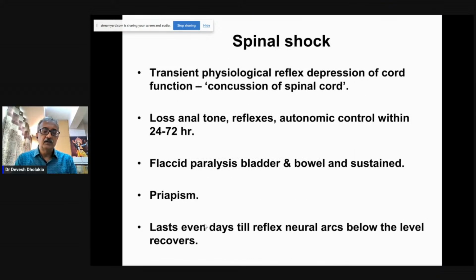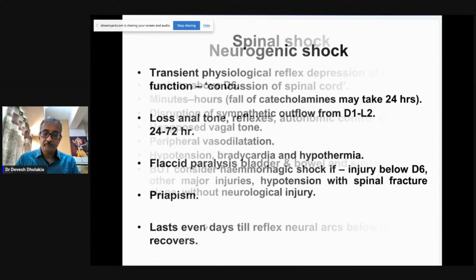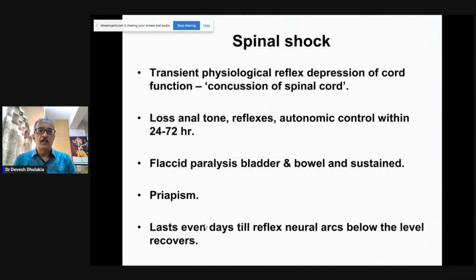Spinal shock occurs because of concussion to the spinal cord after an injury. They will have loss of anal tone, reflexes, and autonomic control within 24 to 72 hours, and spinal shock may last from a few days to a few weeks sometimes. There's flaccid paralysis of the bladder and bowel also. And the only way to find out whether the patient is out of spinal shock is to look for the bulbocavernosus reflex, which I showed you before.